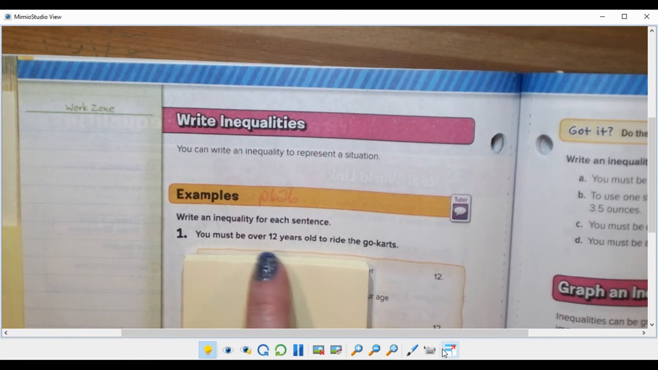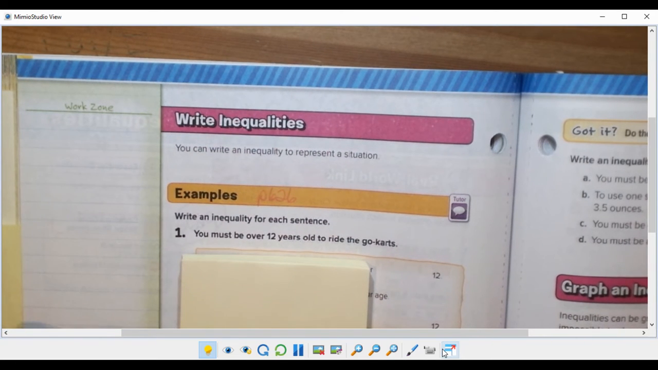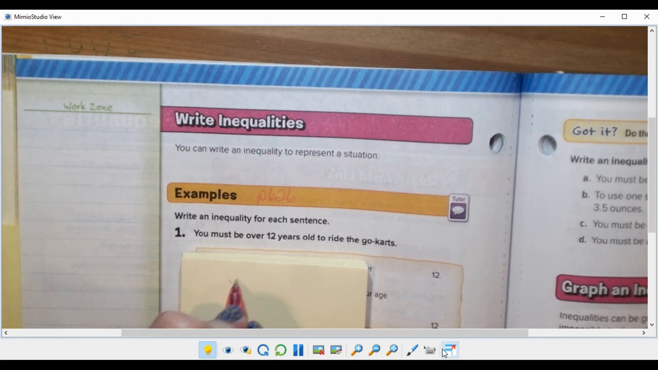But now we got to figure out what to do at 12. Is it going to be an open dot or is it going to be a solid dot? So if I'm 12 years exactly, if today is my birthday, can I ride it? No, because I'm not over 12. If today is my birthday and I turn 13, then yes, I can. If I'm 12 years old and tomorrow is my 13th birthday, I still can't ride because I'm not over 12 years old. So let's pick a variable, maybe A for age, Y for years. I'm going to go for Y.